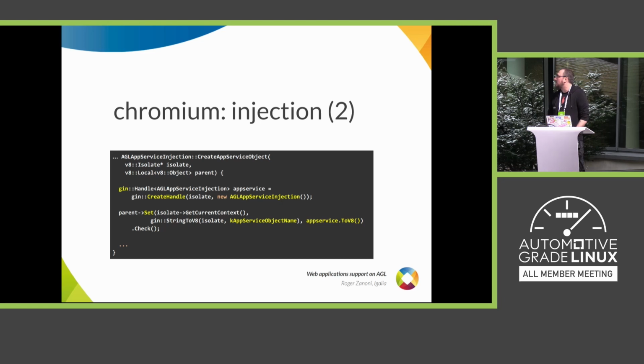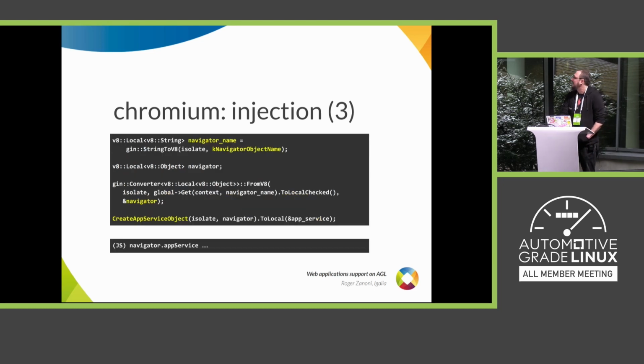And here we are only creating a new object that has the start call and setting it to be member of a parent. And here is the parent. The parent is the navigator object. So we basically get a reference to this navigator object and inject our new object, the app service, into this object. And on JavaScript, we will be able to access navigator.appService.